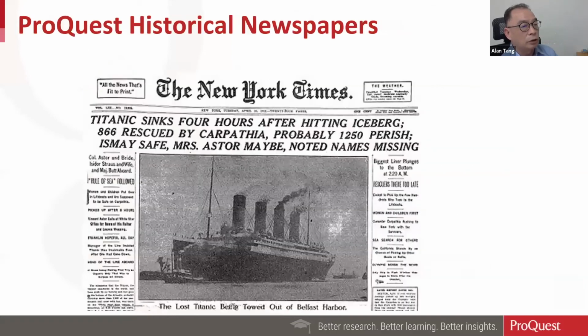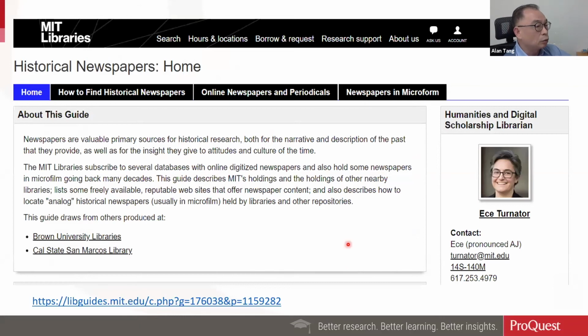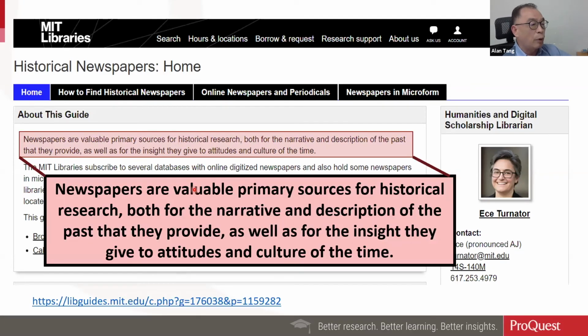And also I want to briefly talk a little bit about the historical newspapers. As you can tell, this is the historical newspaper for the New York Times. And taking the words from one of the librarians, what she said is, newspapers are valuable primary sources for historical research, both for the narrative and description of the past that they provide, as well as for the insight they give into attitudes and culture of the times.